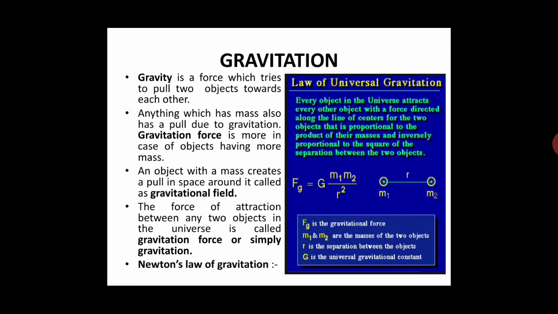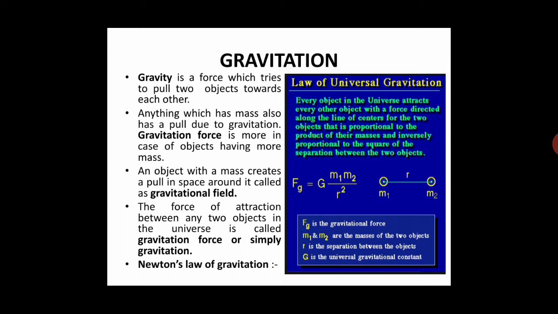An object with a mass creates a pull in space around it, which is called the gravitational field. A force of attraction between any two objects in the universe is called gravitation force or simply gravitation.